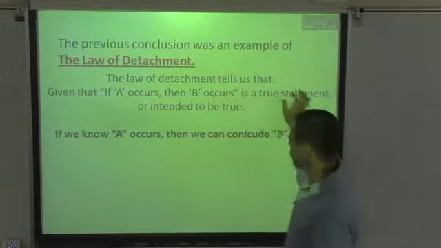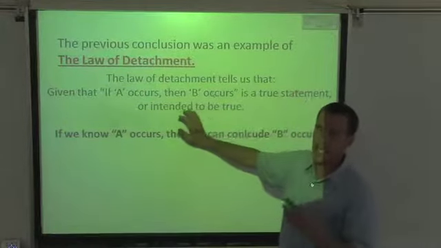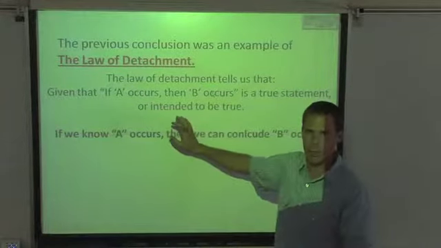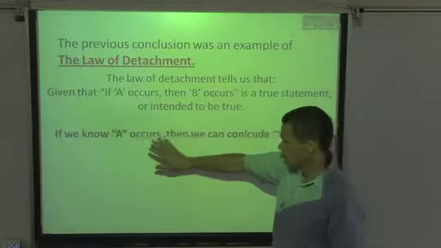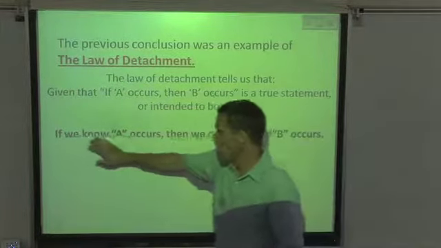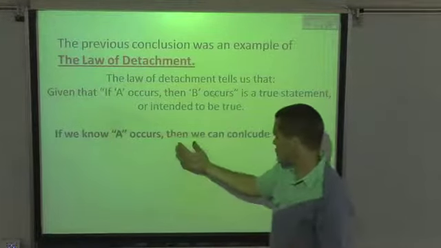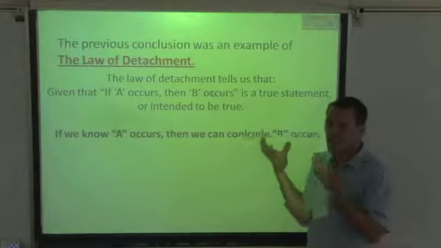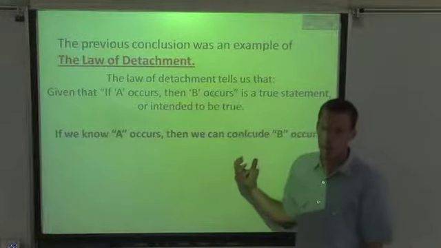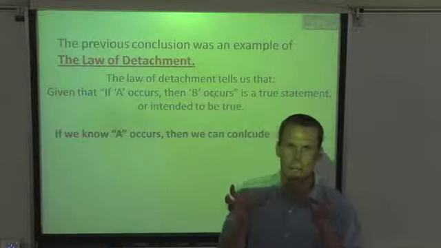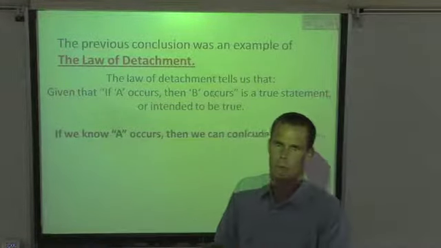If this is a true statement, or we intend it to be true, which I'll give an example of in just a second, then if we happen to find out A, we can guarantee that B will happen. So now we're looking at only being given part of the statement and knowing that the rest comes true.